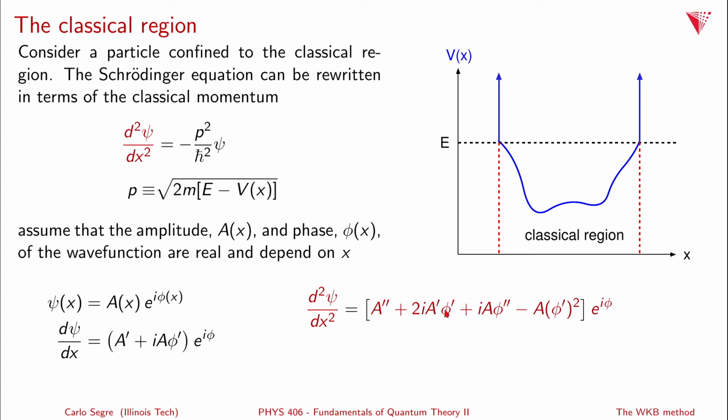Now this is the second derivative of psi, which is equivalent to this, and we can now equate it to minus p squared over h bar squared psi. And so that equals minus p squared over h bar squared times A e to the i phi. Well, clearly, e to the i phi can be canceled here. And we get then the following equation. A double prime plus 2i A prime phi prime plus i A phi double prime minus A times phi prime squared is equal to minus p squared over h bar squared times A. And this is the equation we need to solve for both phi and A in order to solve this Hamiltonian for an arbitrary potential V of x, which is incorporated into the momentum, right? Because the momentum contains the potential.